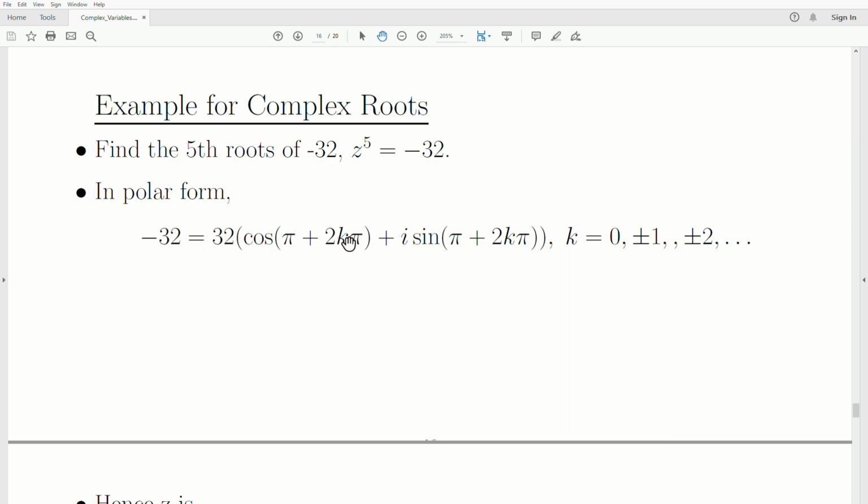With multiples of 2 pi, the angle gets back to pi essentially, and the cosines are always all minus 1. And the sine of pi is 0, and any multiple of that is also 0. So this is the polar form of minus 32, and this holds for any integer.